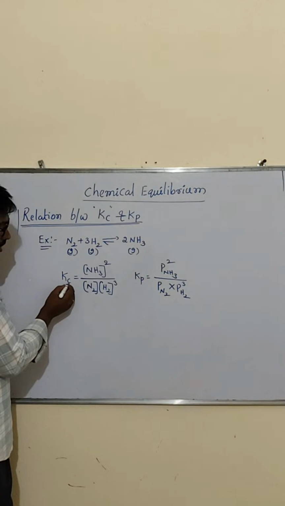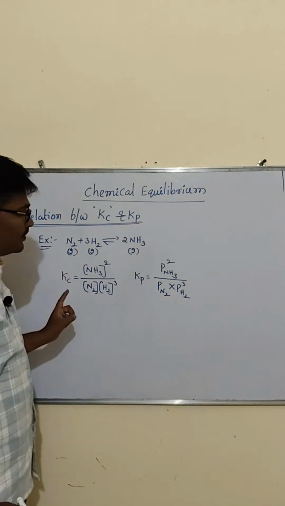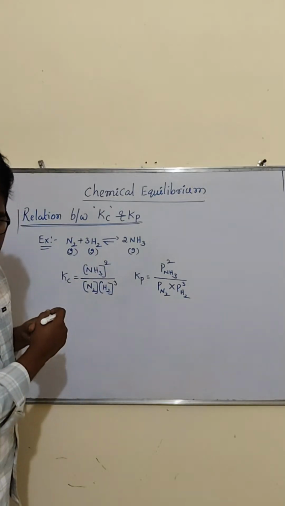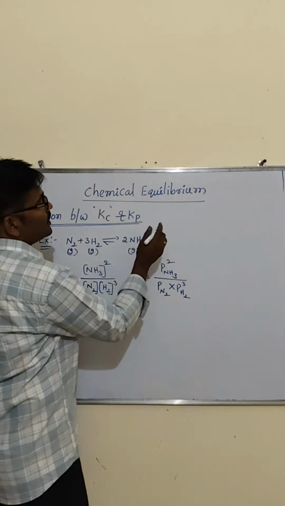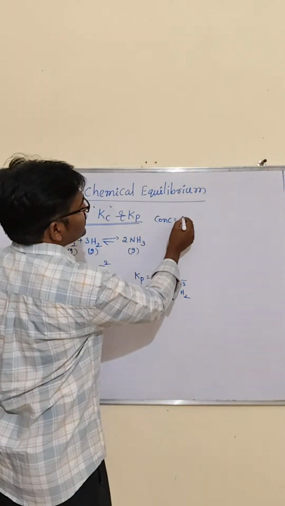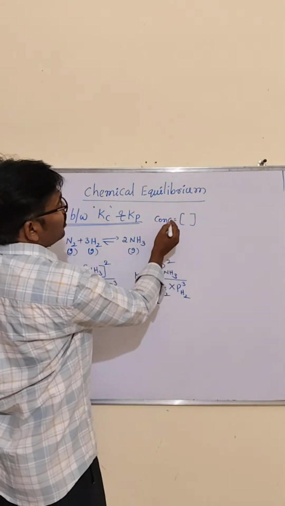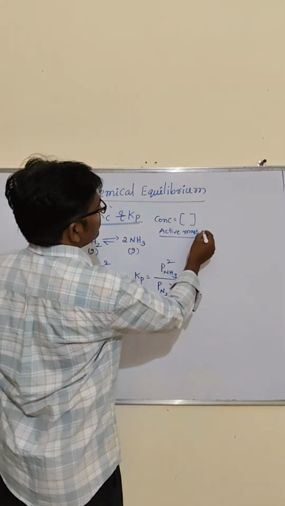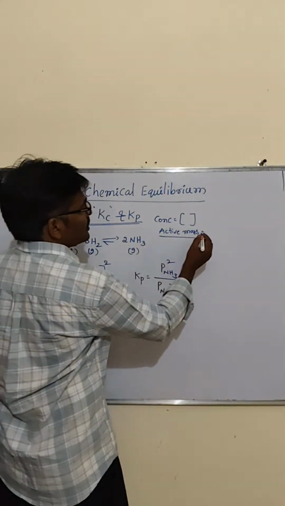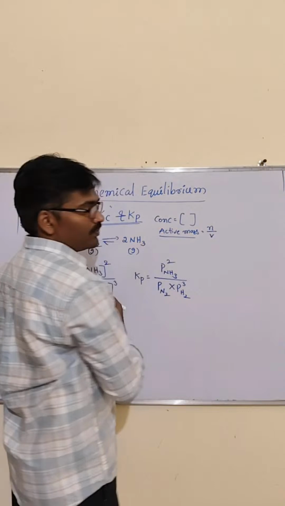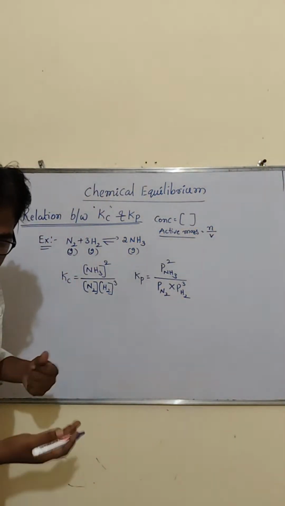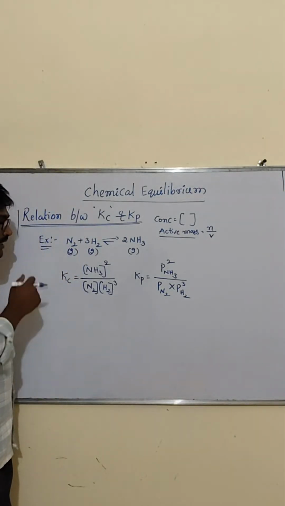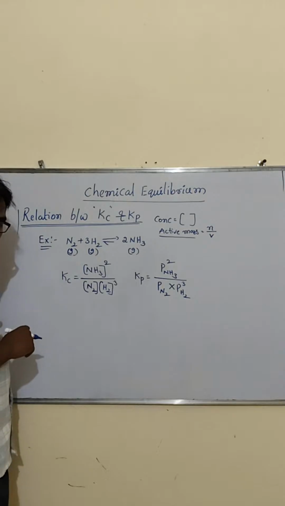Kc is nothing but concentration. In terms of concentration, we express it in a square bracket. So nothing but the concentration we are expressing in the square bracket is also called active mass. Active mass is nothing but the number of moles divided by volume, that is nothing but molarity. We know that, right? So now the Kc and Kp relation. Clear, my dear students?